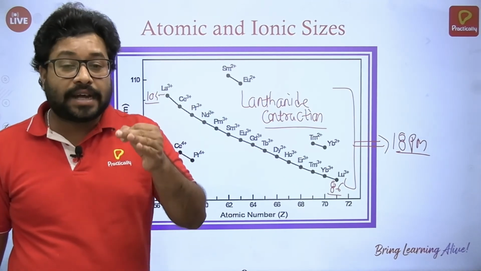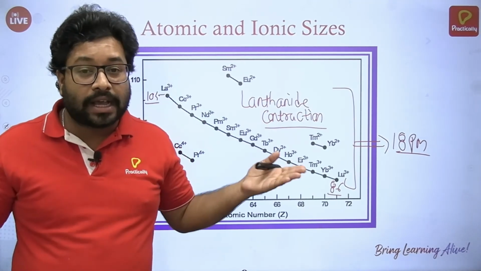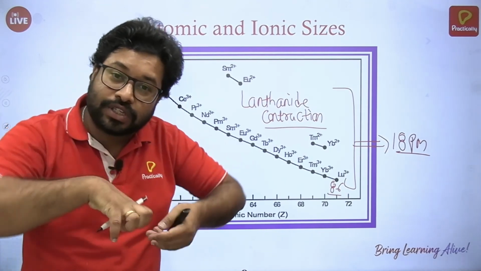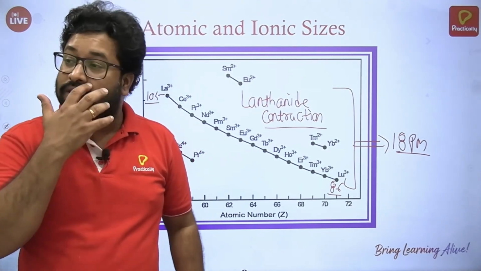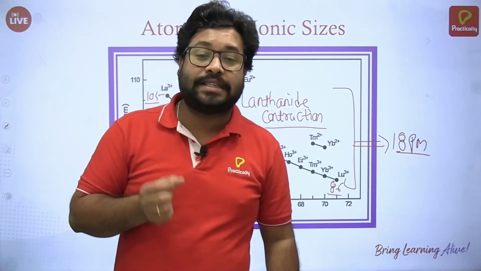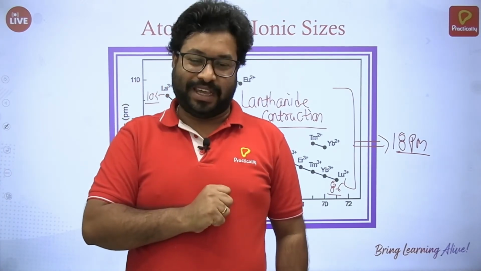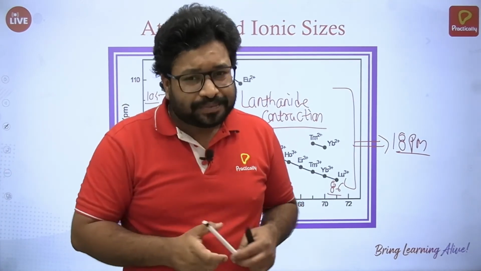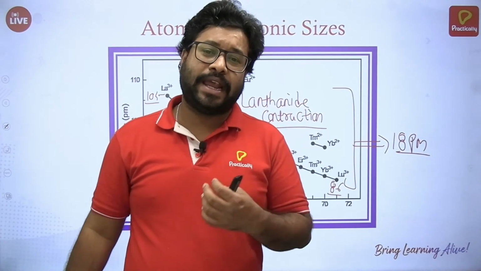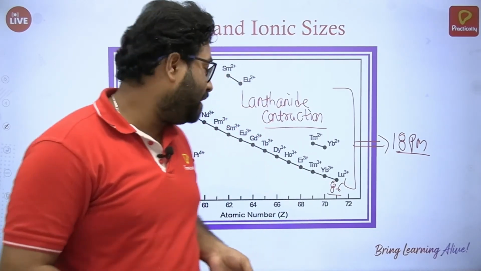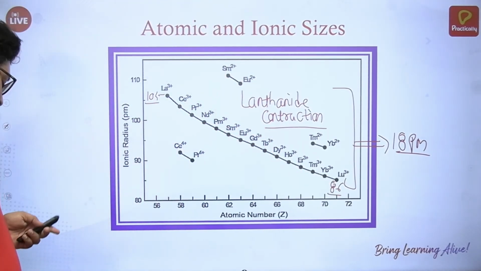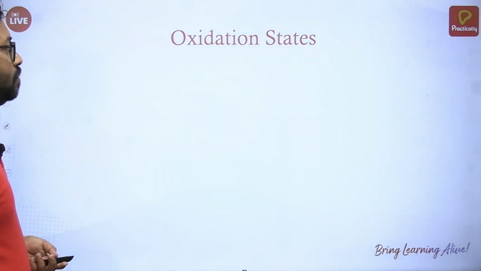In this 18 picometer, 14 f block elements have been packed in. Because of that, the size of many f block elements is almost the same. Okay, that is why this kind of contraction has been named very differently as lanthanide contraction.